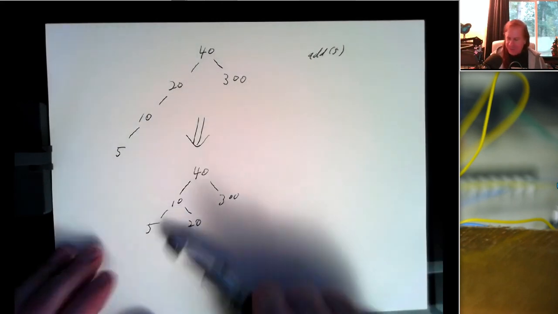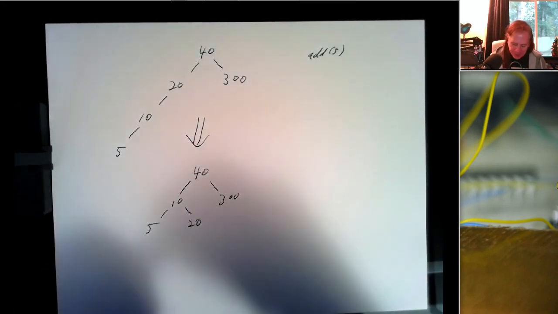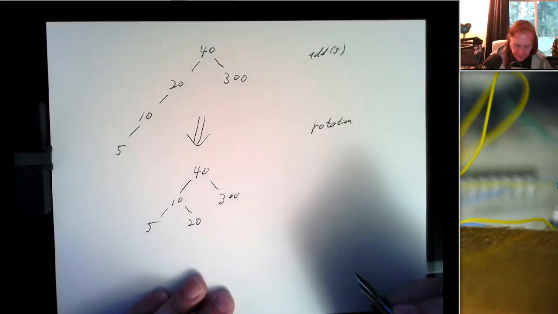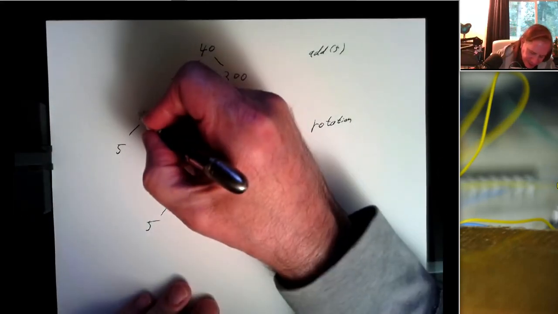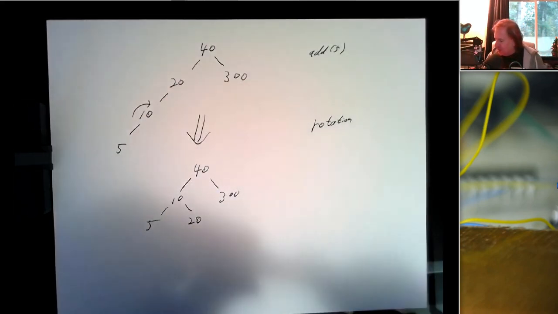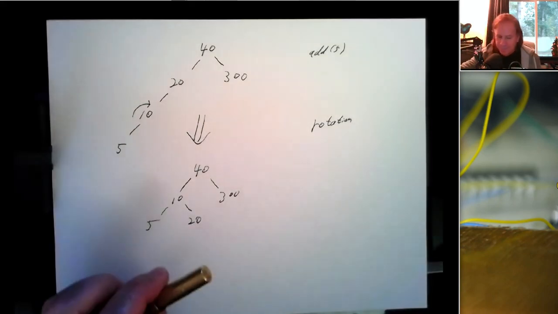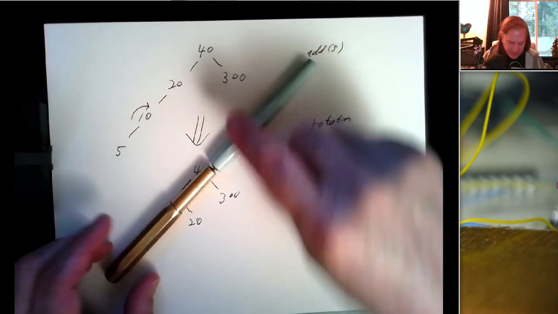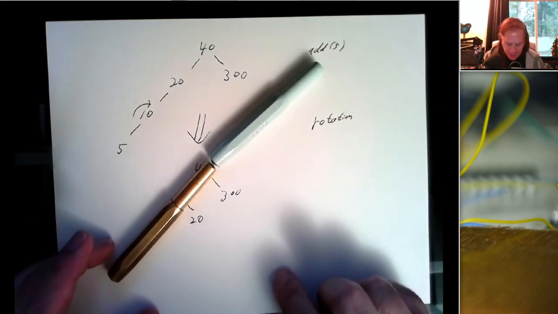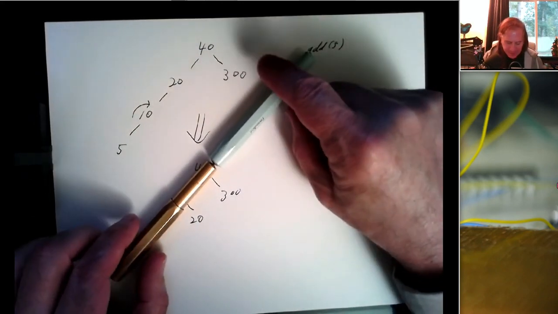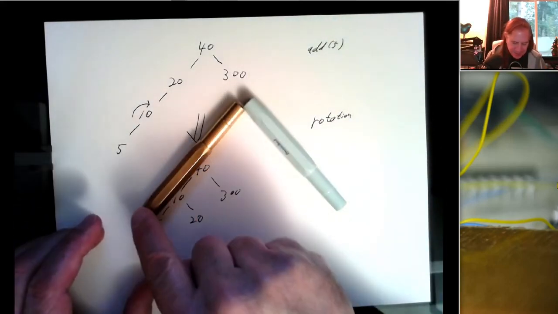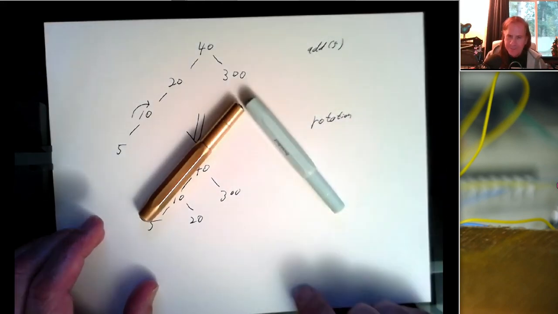And the way we got from here to here was by doing something that we're going to call a rotation. And the way we picture it is we say we rotated around the 10. So let me show you with a visual aid here. Here's the 5, here's the 10, here's the 20. What we did is we took that line of 3 nodes and we changed it to look like that. There's the 5, there's the 10, there's the 20.